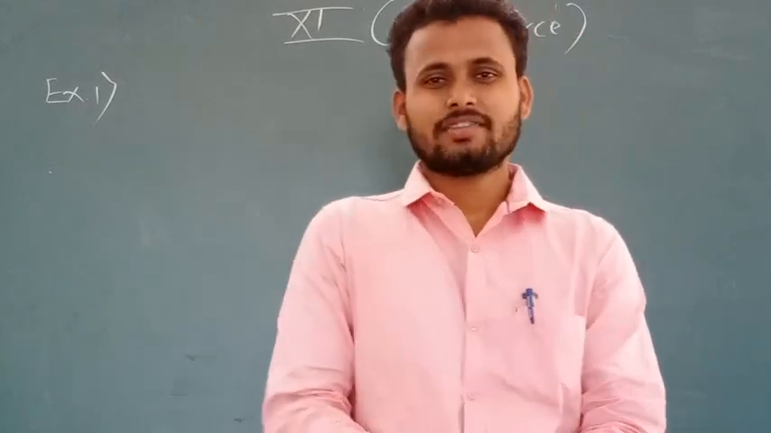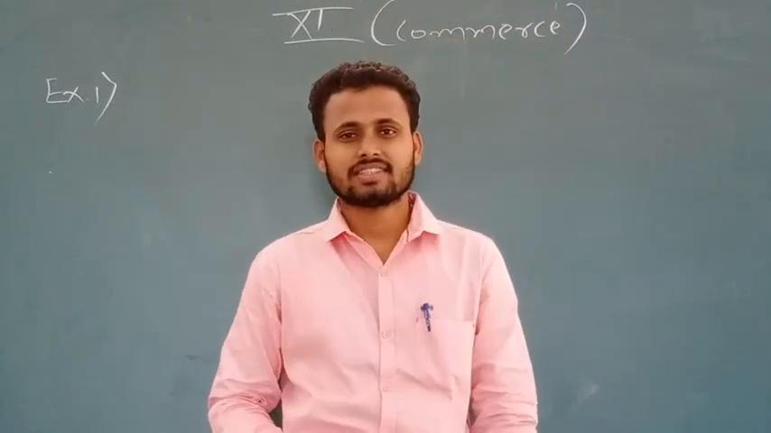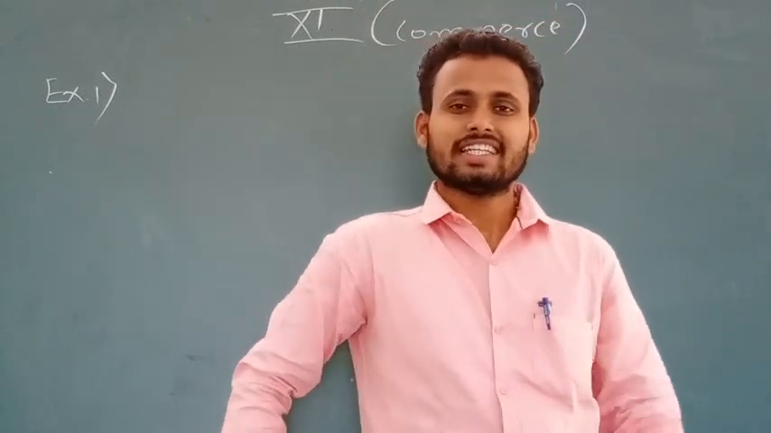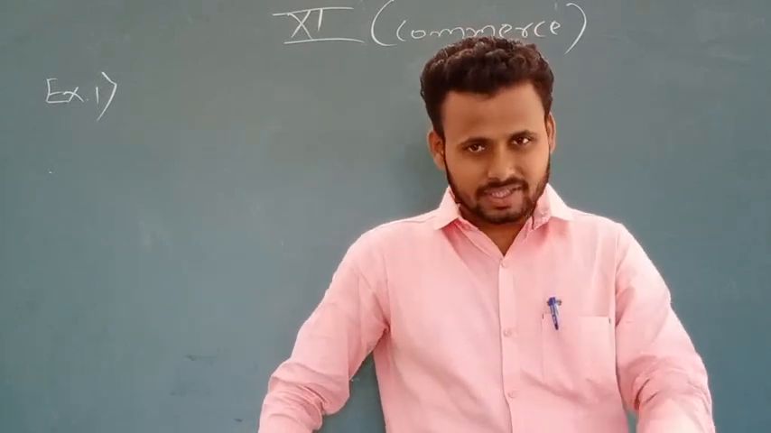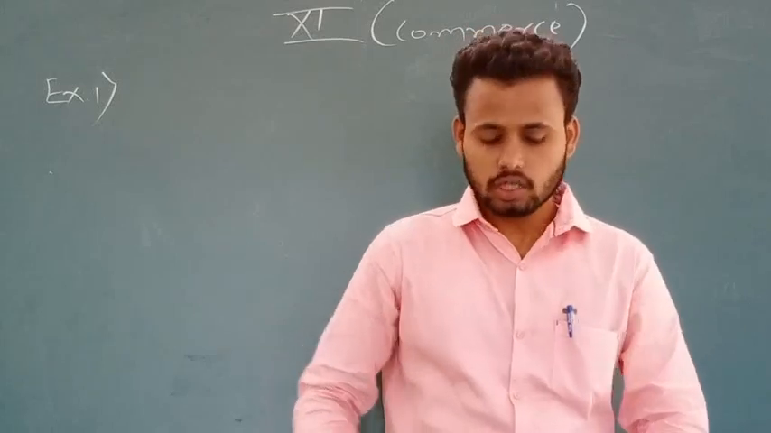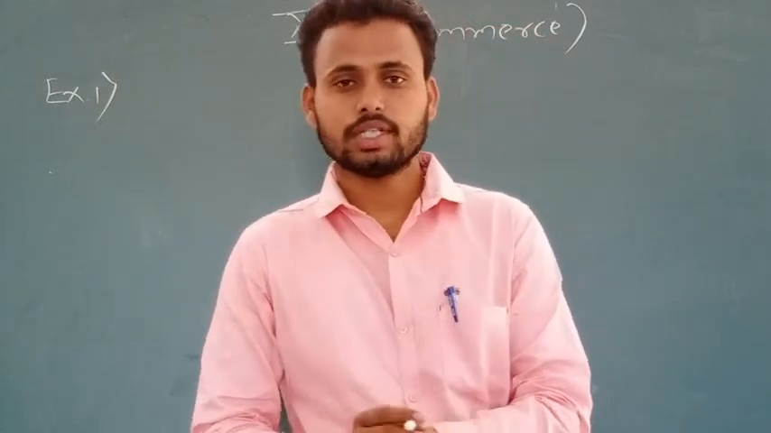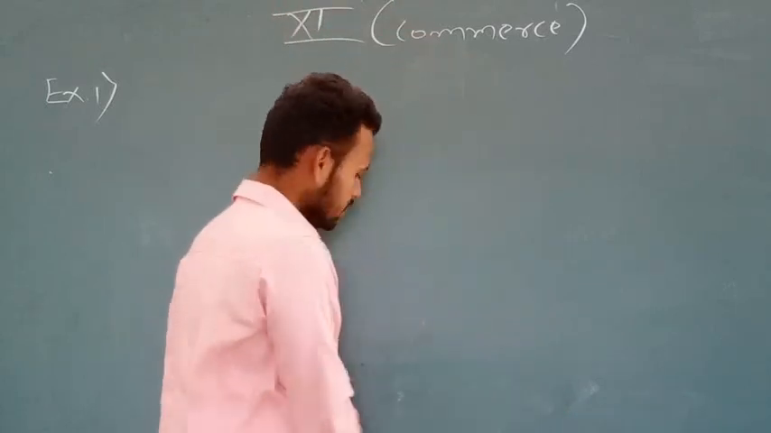In the previous lecture, we discussed some examples based on definitions like subset, superset, proper subset, difference between two sets, intersection of two sets and union of two sets. Now, today we are going to see the next example in exercise 1.1, example number 5.